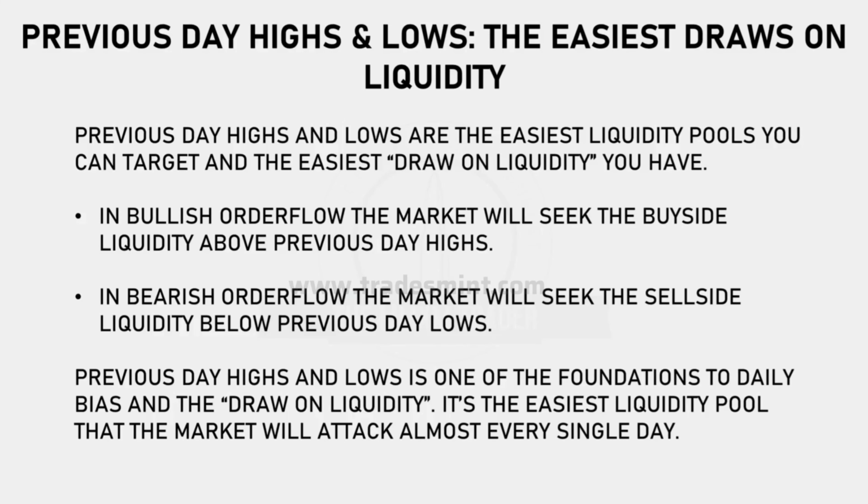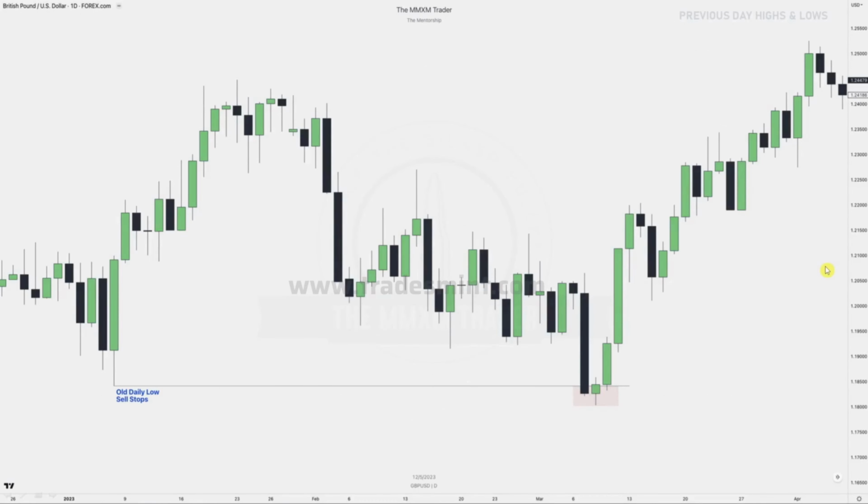So now let's look at this next chart. We've got a daily chart for GBPUSD. Now we can see an old daily low over here, where sell stops have been liquidated. So our higher time frame target has been hit over here. Now expanding higher and higher and higher.